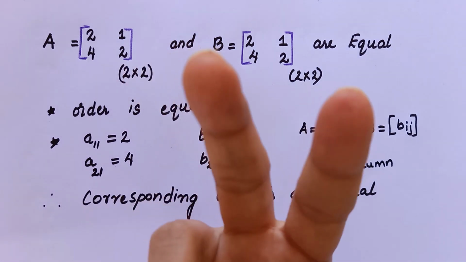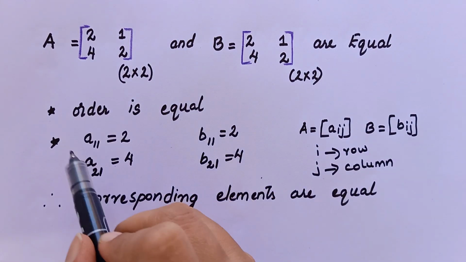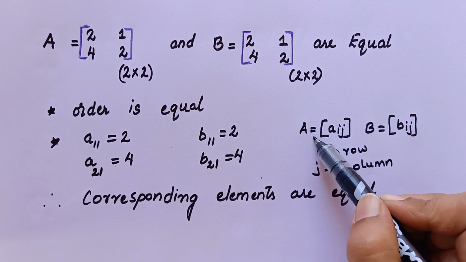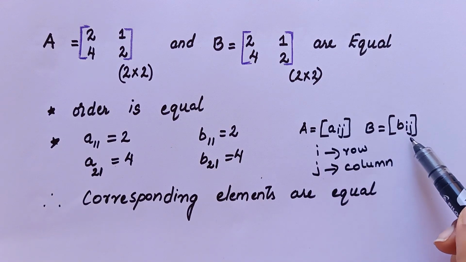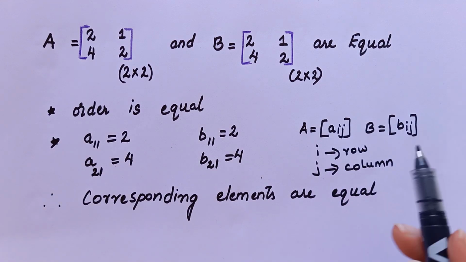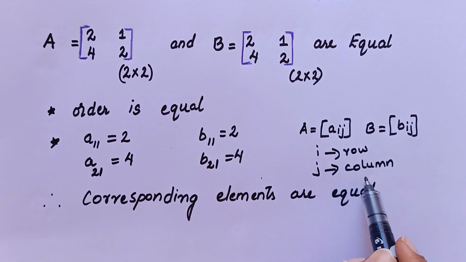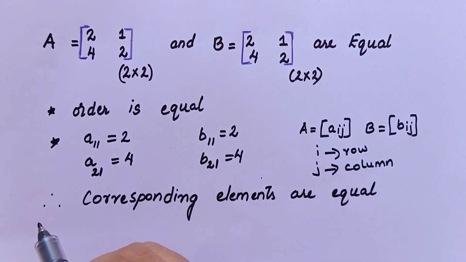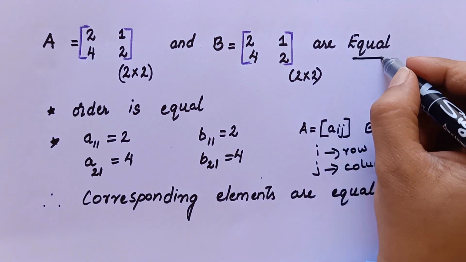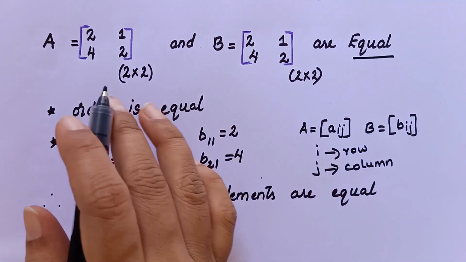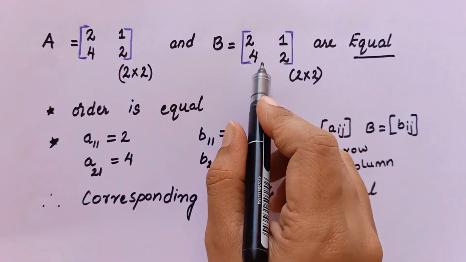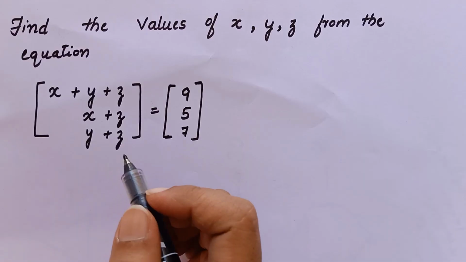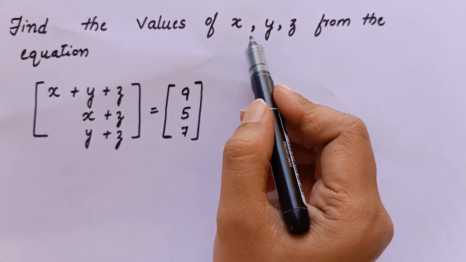Here it satisfies the two conditions: order is equal as well as the corresponding elements are also equal. A equals Aij, B equals Bij, where i is the row number and j is the column number. Therefore the corresponding elements are equal. I hope you have understood the concept of the equality of matrices. Now we'll take one more example.